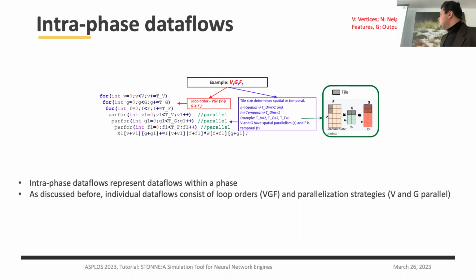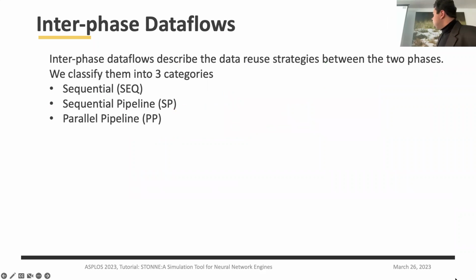And combining this, you can basically have a notation like VsGsFt, where the order of the dimensions represents the loop order, and S represents spatial, where the tile size is greater than 1, and T represents temporal, where the tile size is equal to 1. And then now we come to the inter-phase data flows.